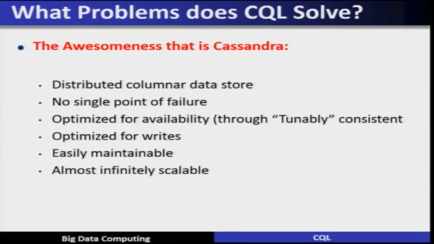What problem is CQL going to solve? To understand this, let us first see the awesomeness that is Cassandra. Cassandra is a distributed columnar data store that we have seen in the previous discussion. Here in Cassandra there is no single point of failure, that is, it handles fault tolerance effectively. Cassandra is optimized for availability, although it has tunable consistency as far as the CAP theorem is concerned.